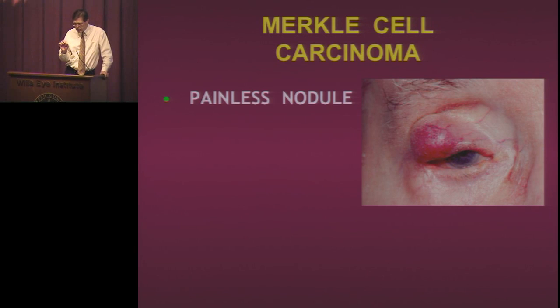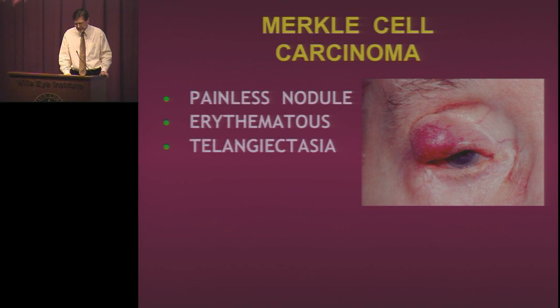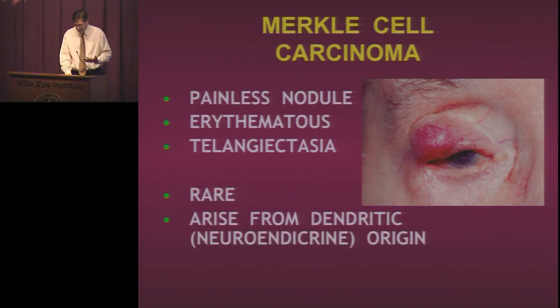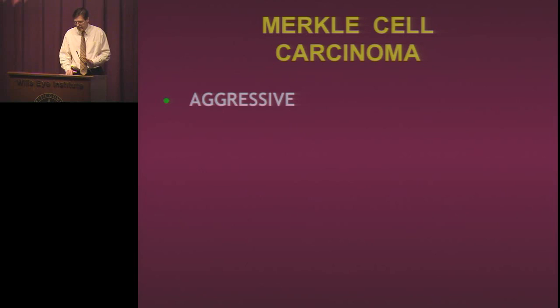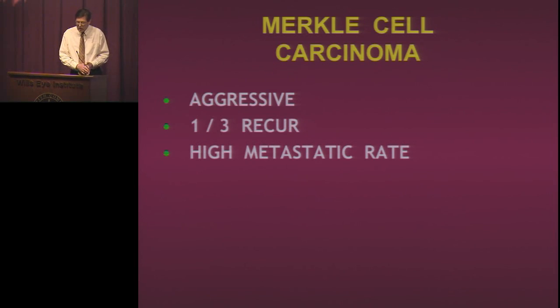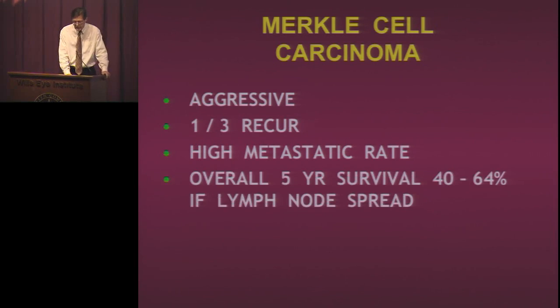And the last tumor I'm going to show is Merkel cell. I've only seen a few of these, but they are horrible. It's a painless nodule. It can look like this, reddish, like Kaposi's, have telangiectasia. They usually grow pretty fast. Luckily, they're pretty rare, and they arise from neuroendocrine origin. 10% of them happen in the periocular region, but luckily, as I said, they're not common. They are very aggressive. A third of them recur. They have a very high metastatic rate as well as local lymph node spread, and the overall survival rate is only around 50%. So the people I've seen with them were debilitated.